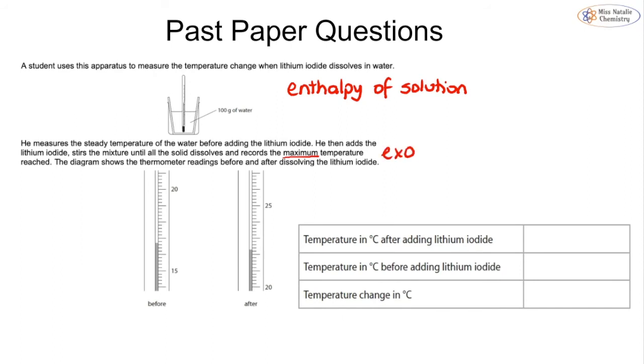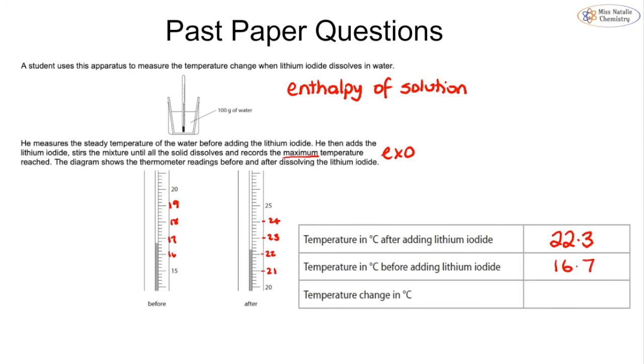So we're given our thermometers and we want to then read off the values and figure out what our temperatures were. If we look at the temperature after, that's going to be the second one. So we can see that it is going to be a value of 22.3, because each of these lines is going to be a value of 1, and each of the lines in the middle is therefore 0.2, and because it's in the centre, it's going to be 22.3. Before adding the lithium iodide, it's the same scale that we're working off of, so we can see that we're going to get a value of 16.7.